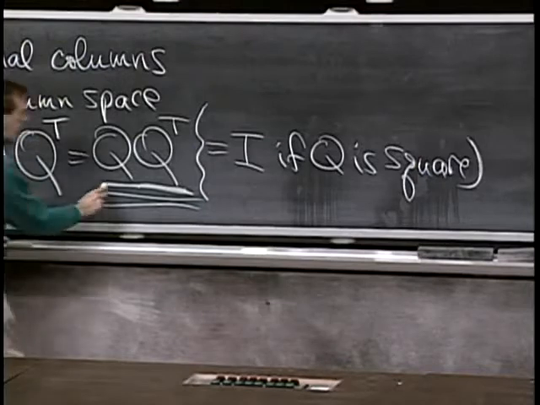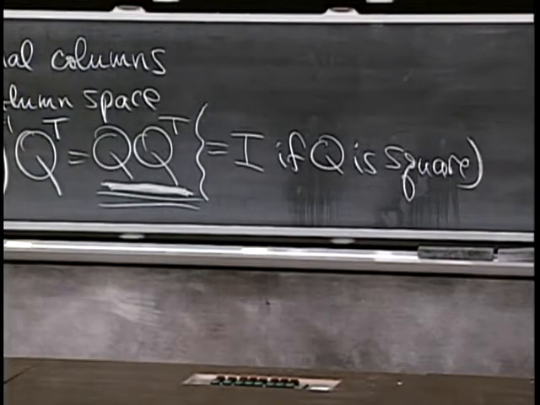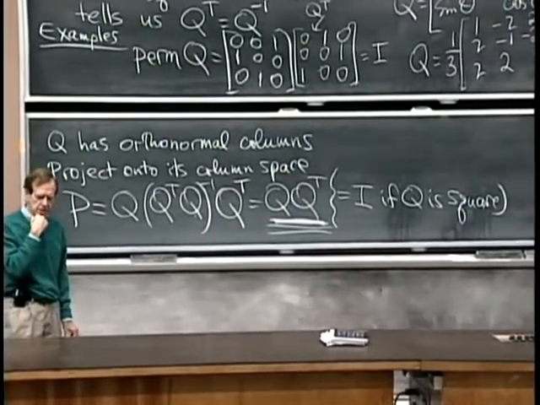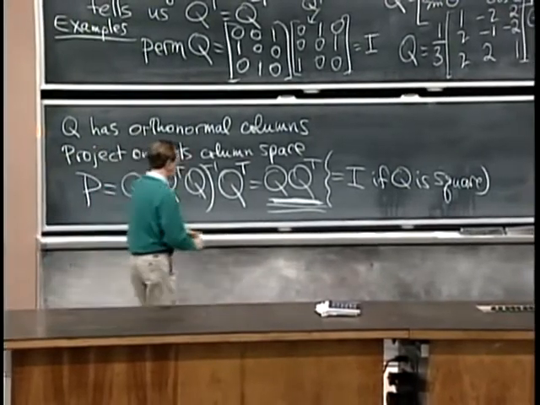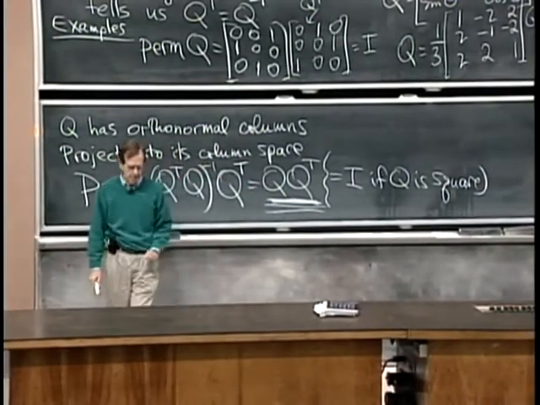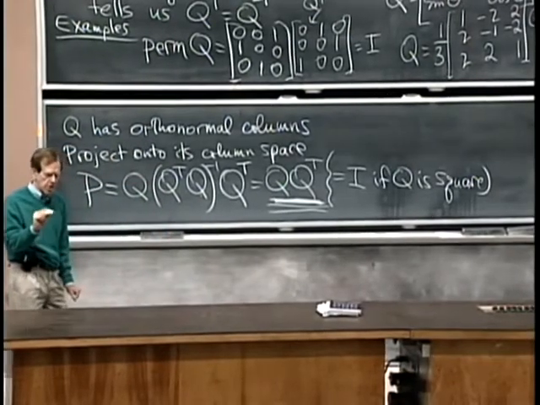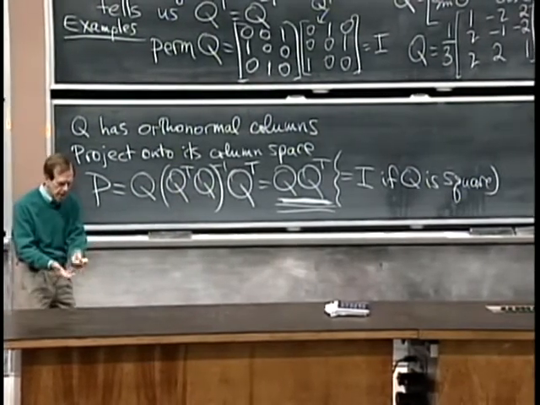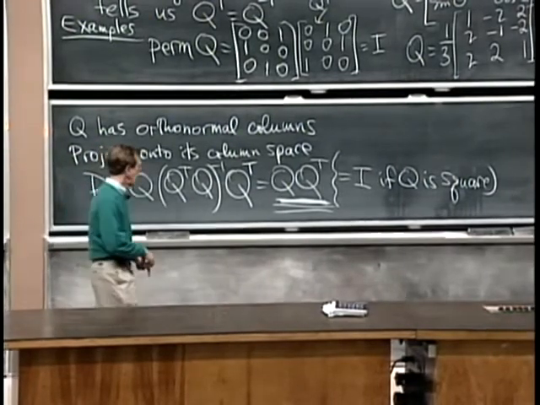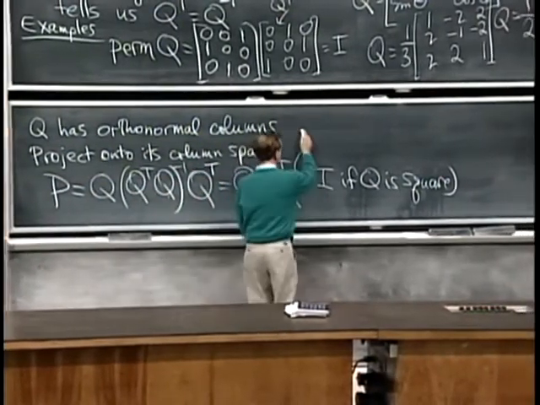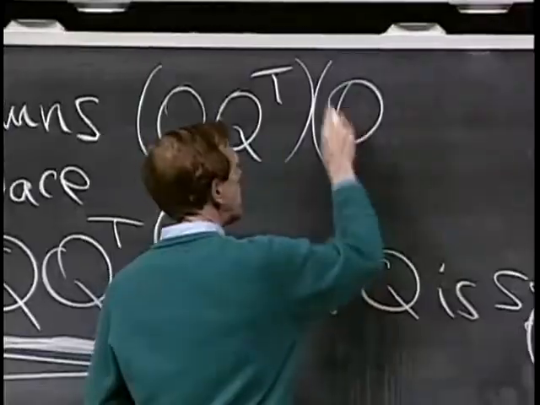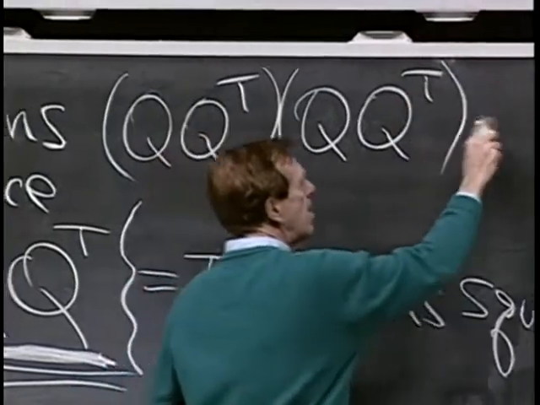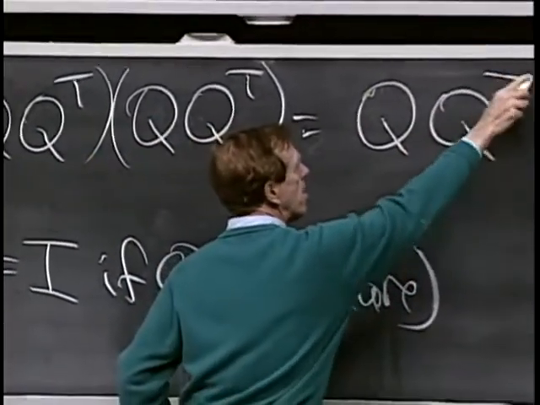We have Q Q transpose, and again, what are those two properties of a projection matrix? First of all, it's symmetric. Okay, no problem. That's certainly a symmetric matrix. So what's that second property of a projection? That if you project and project again, you don't move the second time. So the other property of a projection matrix should be that Q Q transpose twice should be the same as Q Q transpose once.